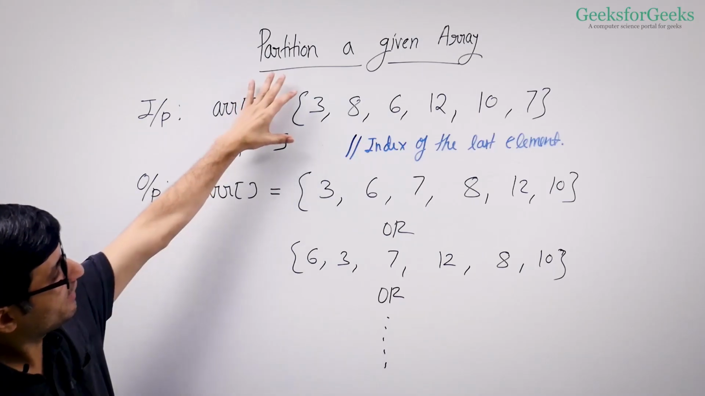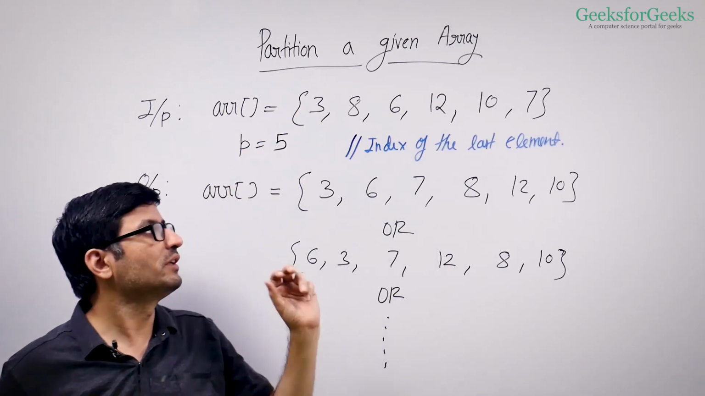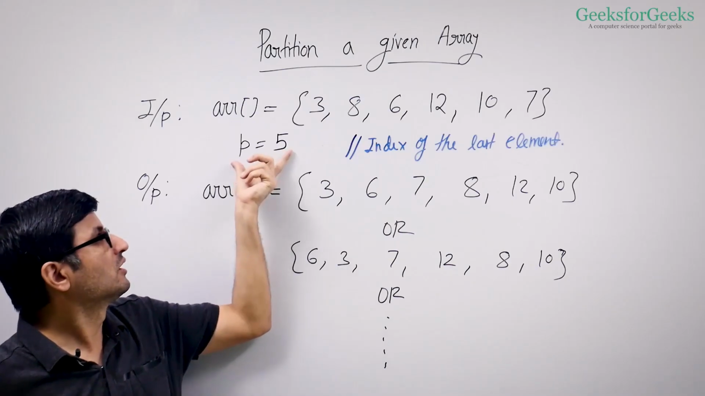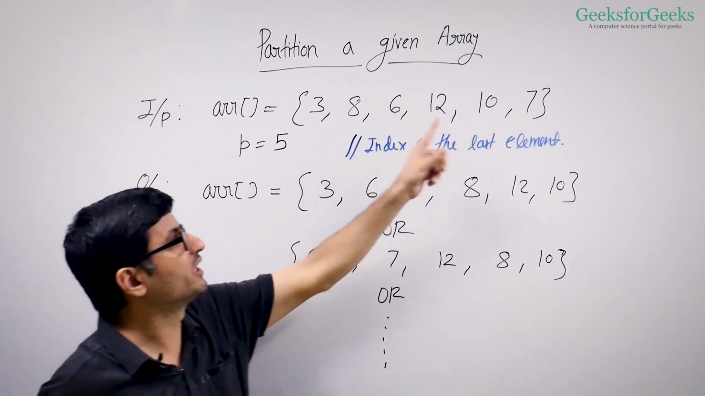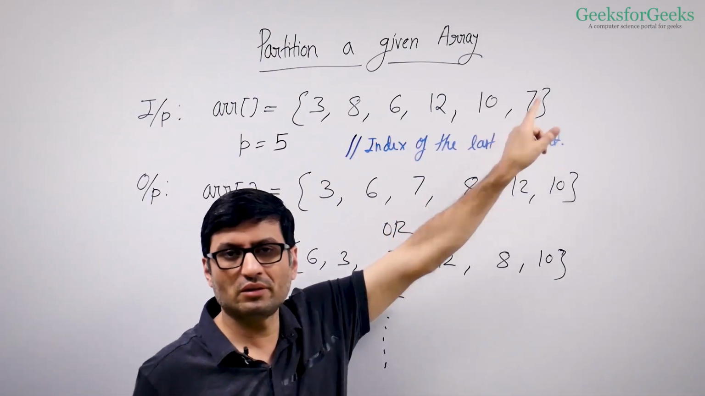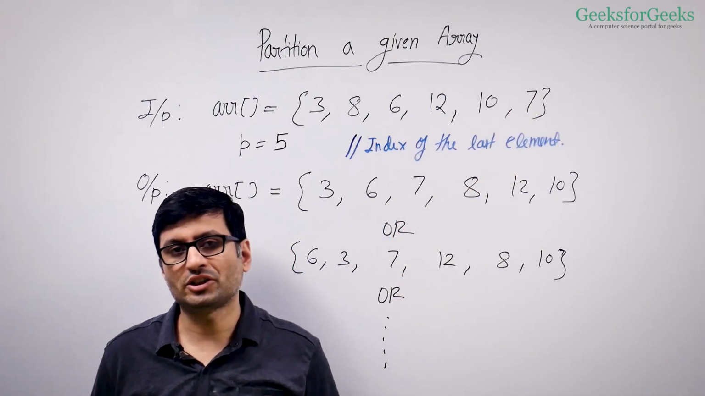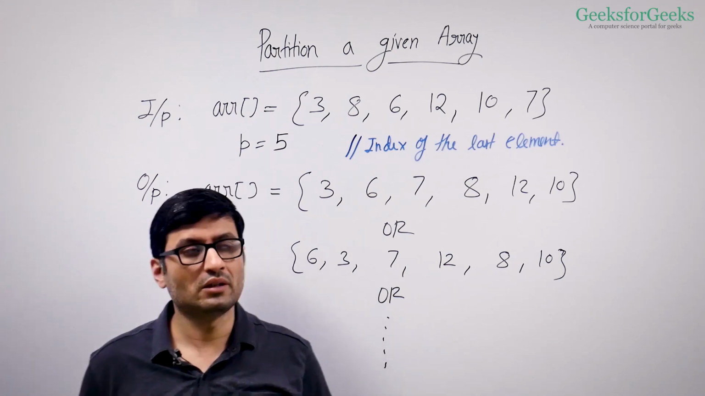So we are given an array, an unsorted array obviously, and we are given the index of an element inside this array. So I'm given this index P as 5, which is the index of the last element 7. So the requirement of the partition function is it should partition the array around 7.